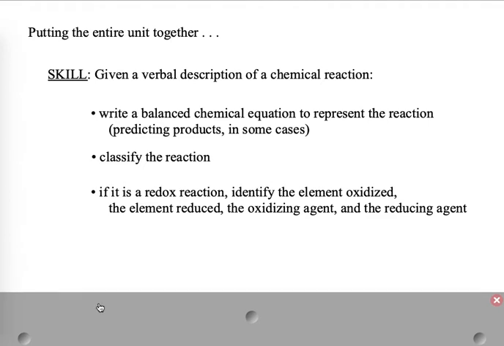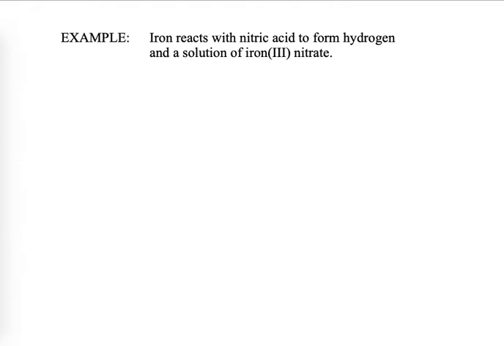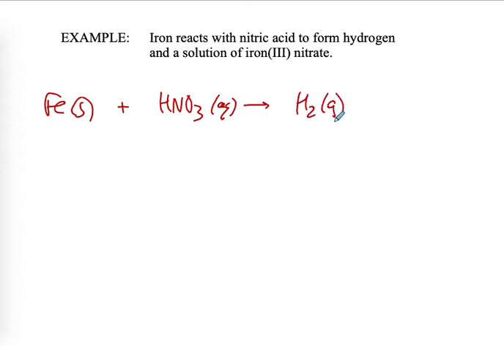And on the last slide, let's do an example of this. So here's my verbal description. Iron reacts with nitric acid to form hydrogen and a solution of iron 3 nitrate. Iron is a monatomic solid. I look up the formula of nitric acid on my nomenclature sheet and I see it as HNO3, and acids are always aqueous. Hydrogen, I know from my notes, is a diatomic gas.